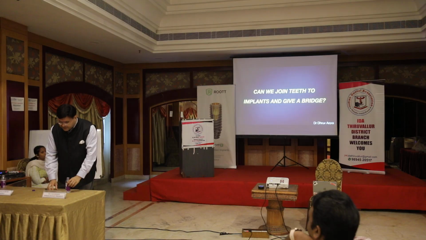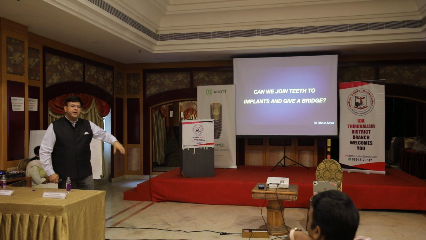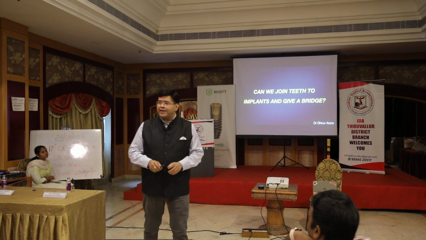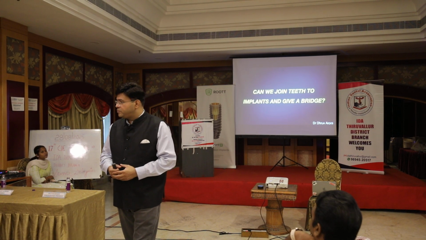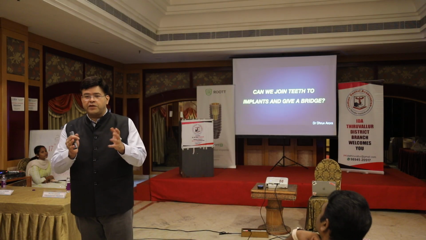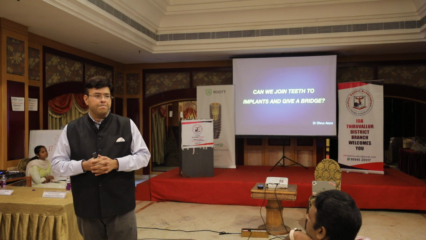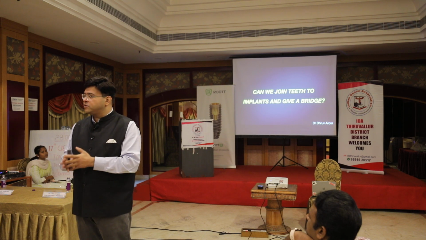If a patient has 6 and 7 missing, I can place an implant on 7, I can do a crown preparation on 5 and I can give a 5, 6, 7 bridge. Can I do that? There is something which is called TISP, tooth implant supported prosthesis. What is that then? TISP prosthesis, tooth implant supported.